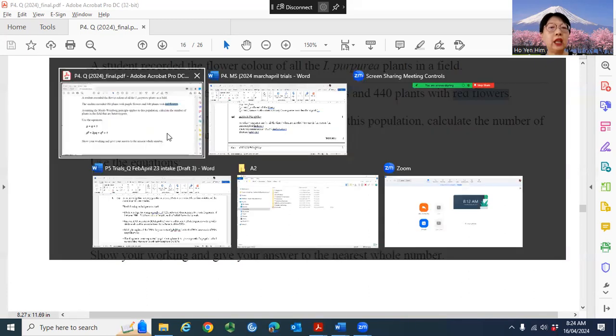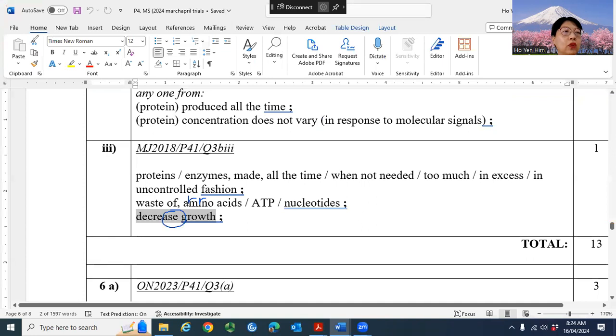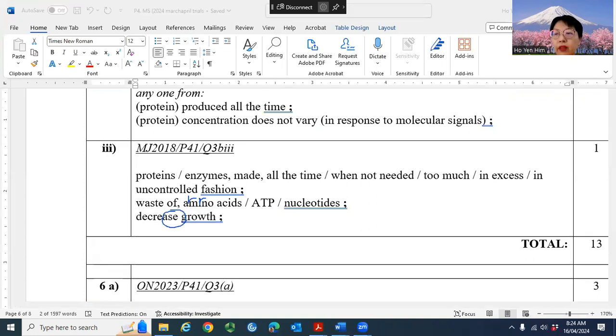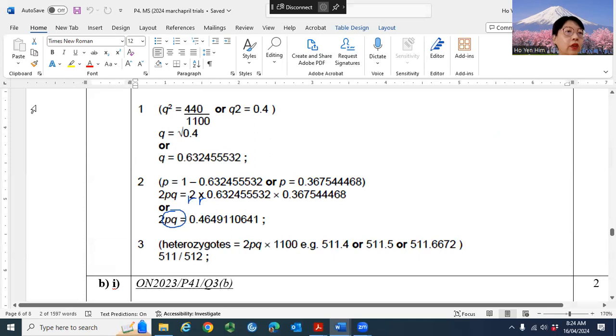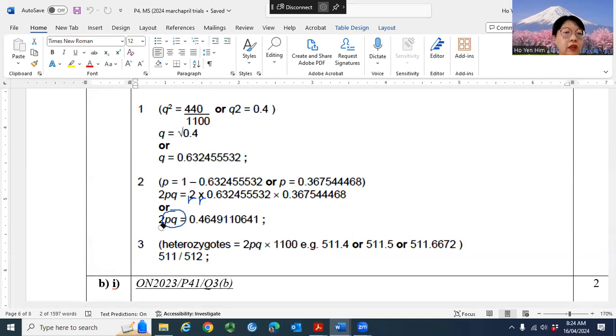So let's look at the mark scheme working, so it's faster. So the q square represents the small r genotype, right? So it's the frequency of, so altogether there are 440 red flowers. And then this is out of the total, red flower plus purple flower. So q square is equal to 0.4, but there's no mark given because it's in brackets.